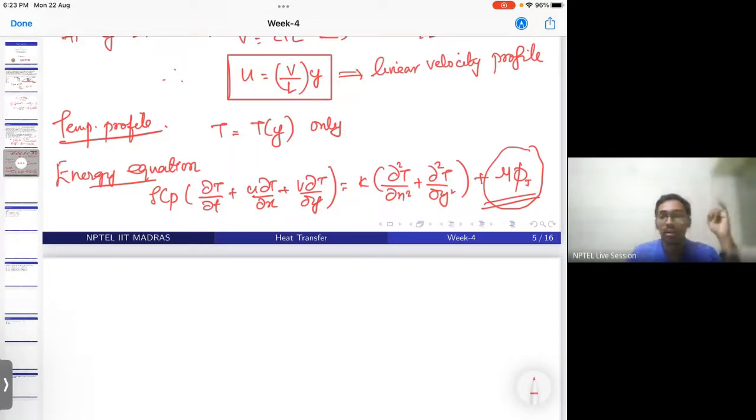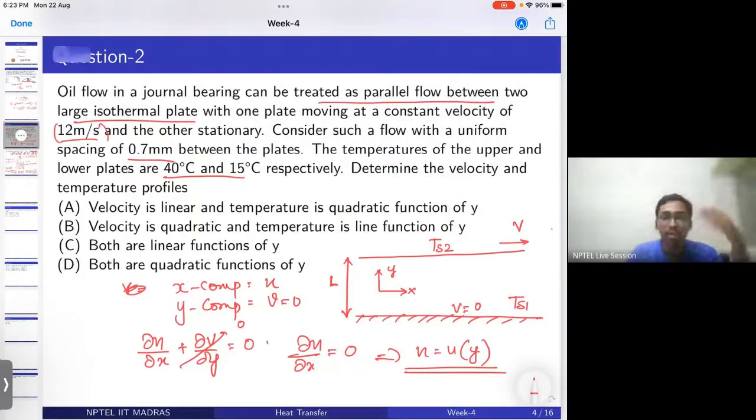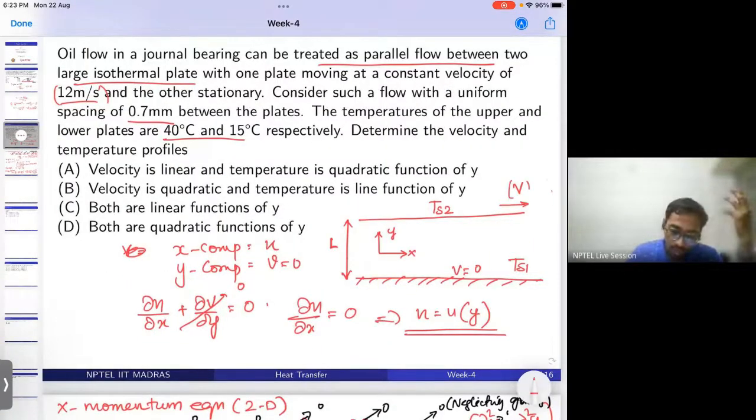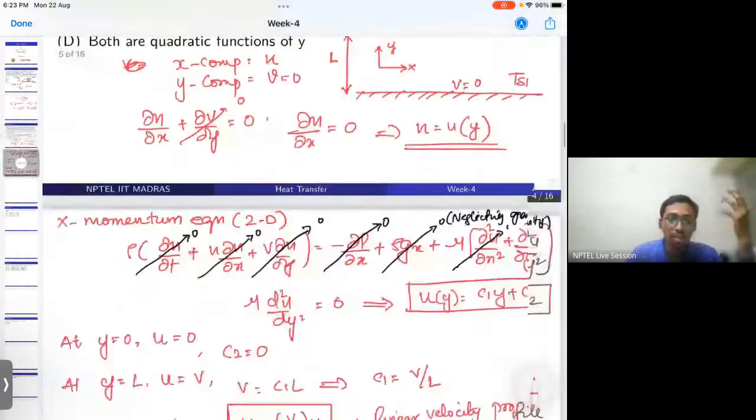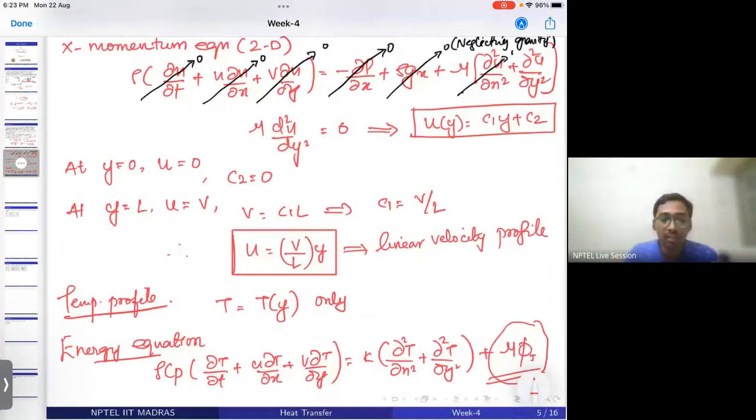One is when the fluid is of high viscosity. Another is when the fluid is at high speed or velocity, high speed flows. Both are satisfied here because the viscosity of oil is comparatively very high, and also the velocity is very high, almost 12 meters per second. So in these conditions, like flow over channel bearings and all, we need to consider these viscous dissipation terms.